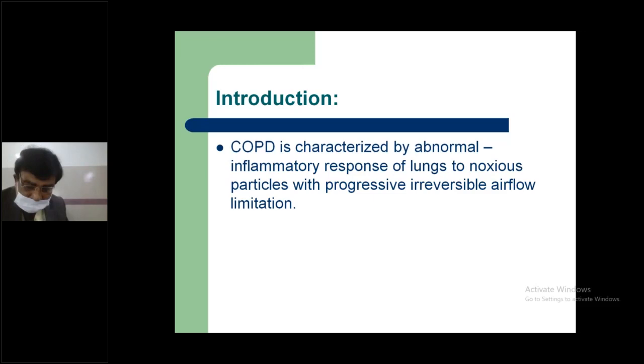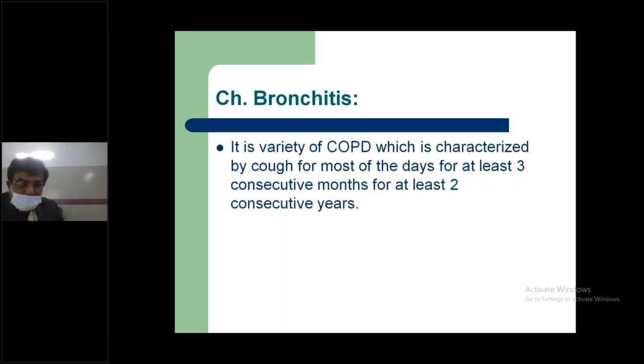Now, what is chronic bronchitis? Chronic bronchitis is a variety of COPD which is characterized by cough for most of the days for at least 3 consecutive months for at least 2 consecutive years. Duration of cough is very much important in case of chronic bronchitis. The duration of cough should be at least 3 months in a year for 2 consecutive years.